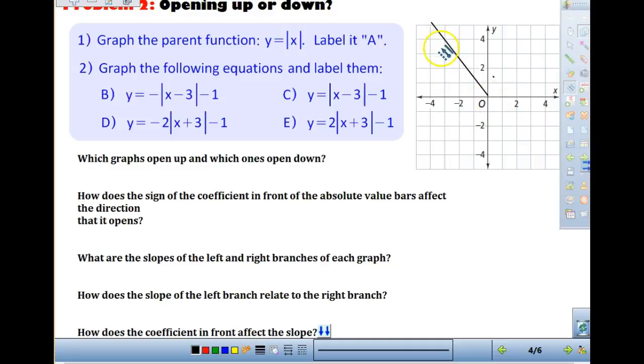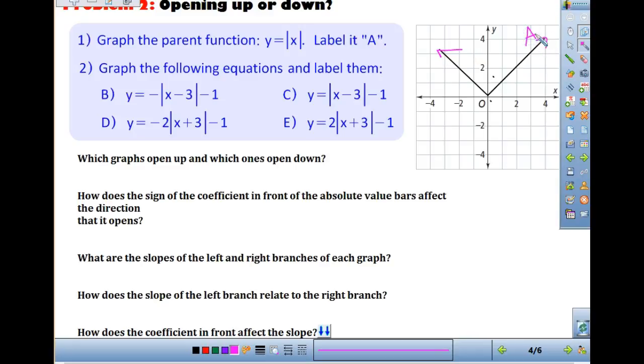I'm off just a little. Let's see if I can do this. All right, and we're going to start here. So that's my parent function. I want to label it with just an A.